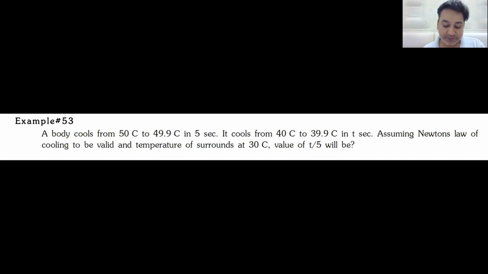A body cools from 50 to 49.9 degrees Celsius in 5 seconds. It cools down from 40 to 39.9 in T seconds. Assuming Newton's law of cooling to be valid and temperature of surrounding at 30 degrees Celsius, what is the value of T by 5? Remember, it's a simple question, but the language, what they want to ask, how they want to ask, is what you must understand.